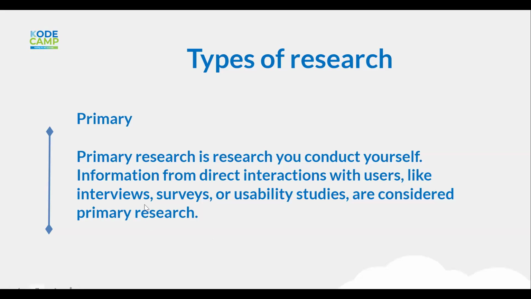So primary research is the kind of research you conduct yourself. The information is direct from your users. You can conduct primary research through interviews, surveys, and usability studies, in order to gather data on what your users are passing through and areas of improvement.